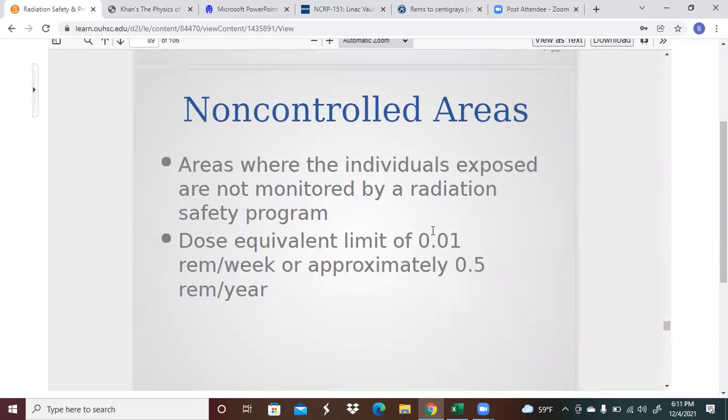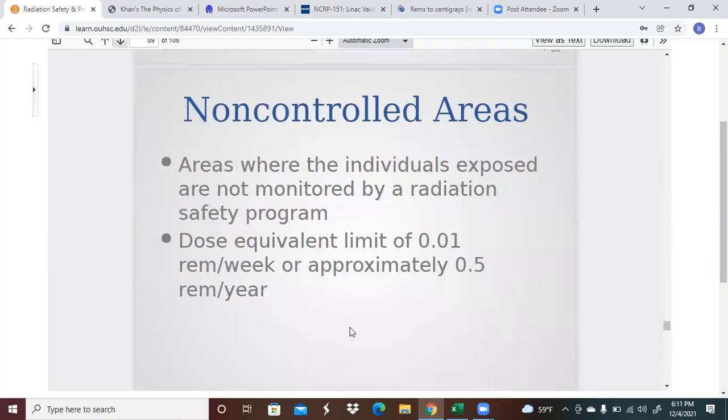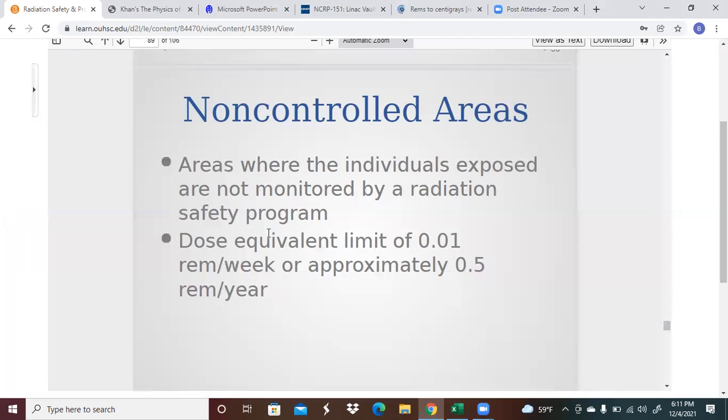For a non-controlled area, what are we looking to hit? We're looking for about 0.01 rem per week, which, if you look at a conversion of rem to centigray here, is 1-to-1. So what we're looking at here is something that is much lower than the dose equivalent limit. So that is pretty good.